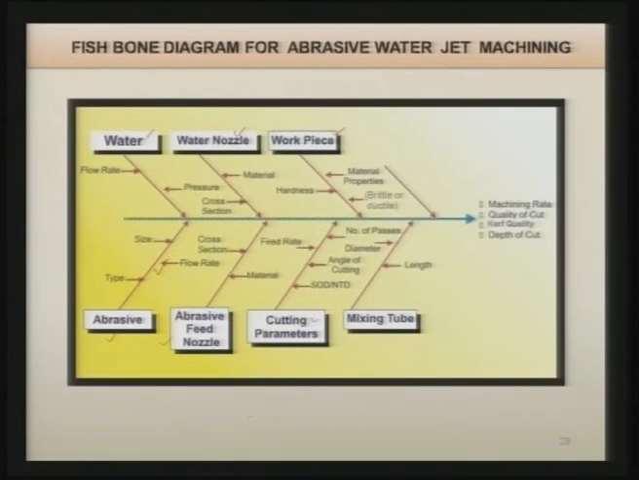Then there are the cutting parameters like feed rate, number of passes, angle of cutting and stand-off distance. These are the cutting parameters which affect the performance of the abrasive water jet cutting process. And then the mixing tube, diameter of the mixing tube and the length of the mixing tube, both are important cutting parameters. The output responses which are normally measured and based on which the performance of the abrasive water jet machining process is evaluated are the machining rate, quality of the cut edges, kerf quality and depth of cut.